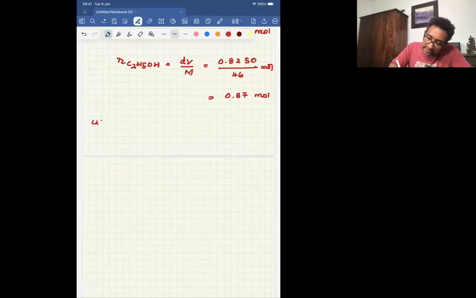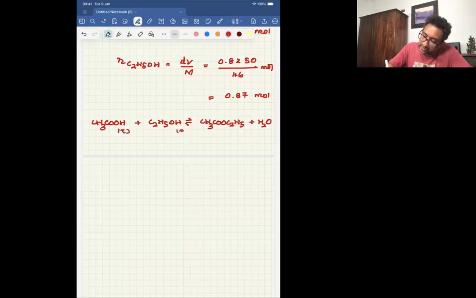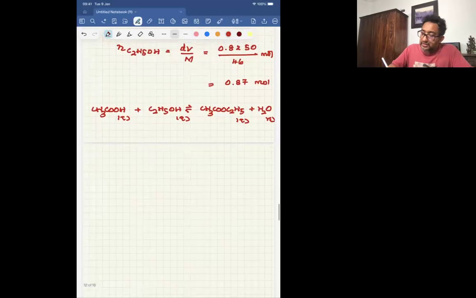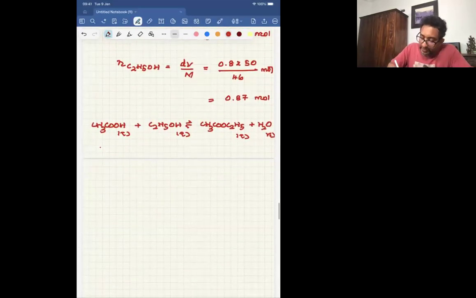So you have acetic acid, CH3COOH, plus ethanol, C2H5OH. You remember how the ester is formed? You get the ester CH3COOC2H5 plus water. This is liquid, this is liquid, this is liquid, this is liquid. Right. So how does it work?